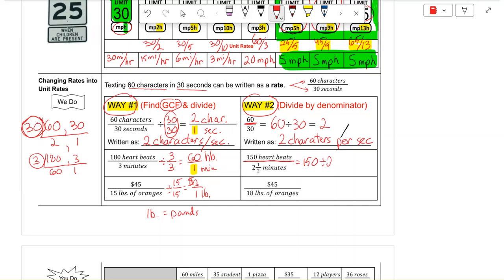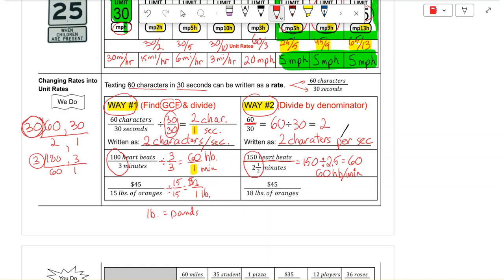Let's make that into a decimal. 2 5/10. And so 150 divided by 2 5/10 is 60. So it is 60 heartbeats per minute. Same as before. Look at that. We might have thought it's a different rate, but when we put them into unit rates, we can see that they are the same.